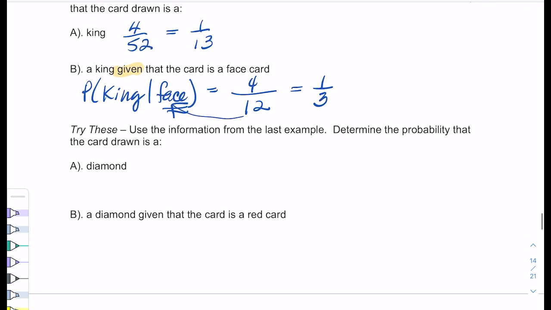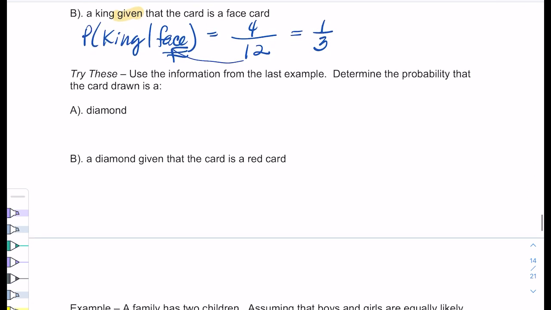Okay, you can pause the video and try these two on your own, and then we'll go over it together. So using the same information from the last example, determine the probability that the card drawn is a diamond. Okay, so nothing unusual about that. Diamonds are a whole suit. So there's 13 out of 52. And we know that reduces to 1/4. So you have a 1/4 chance of picking a diamond, which makes sense because there's 4 suits and diamonds are one of them.